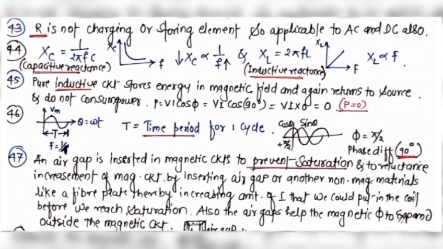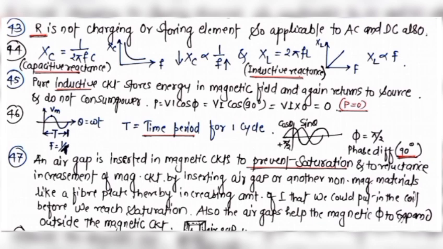Resistance is not a charging or storing element, so it is applicable to AC and DC also. Capacitive reactance Xc is equal to 1 upon 2 pi FC. Therefore, Xc is inversely proportional to frequency. As the frequency increases, Xc decreases. And XL, that is inductive reactance, 2 pi FL, XL is directly proportional to the frequency. XL increases, then the frequency also increases.